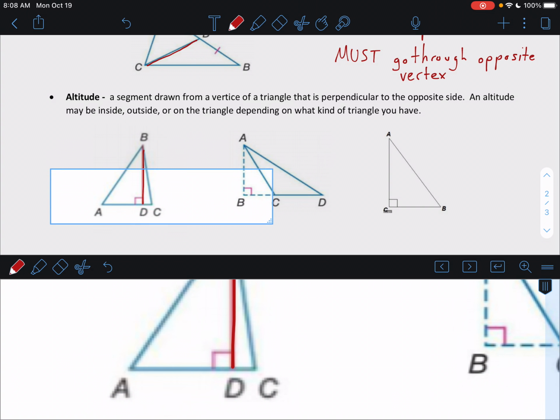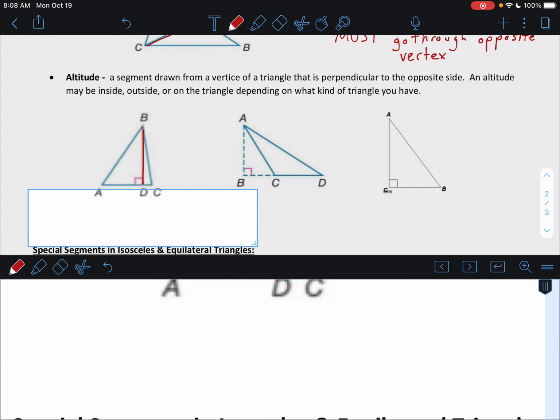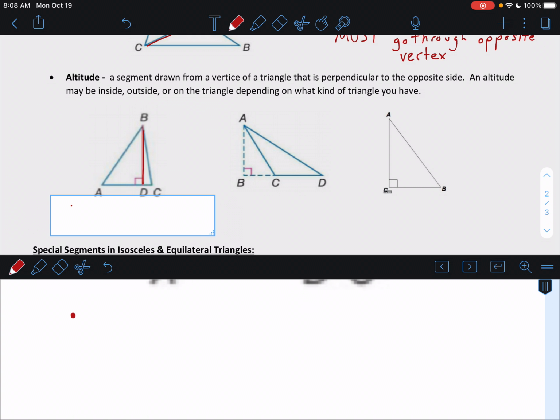And this one is inside the triangle. And we'll notice this first triangle, ABC, is an acute triangle. So if it's an acute triangle, the altitude will be inside the triangle.